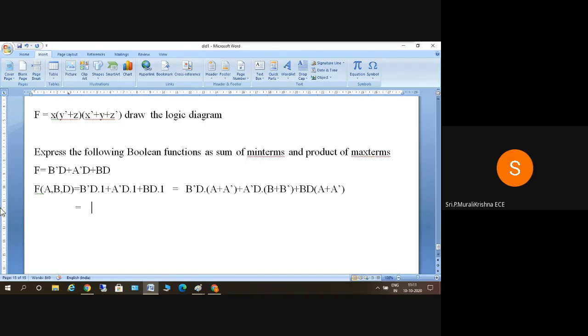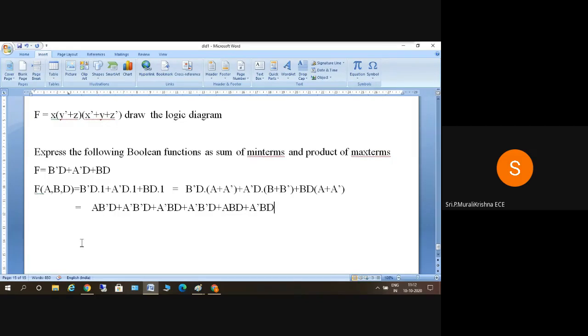Right, and the values are like A B bar D plus A bar B bar D plus A bar B D plus A B D plus A bar B D.